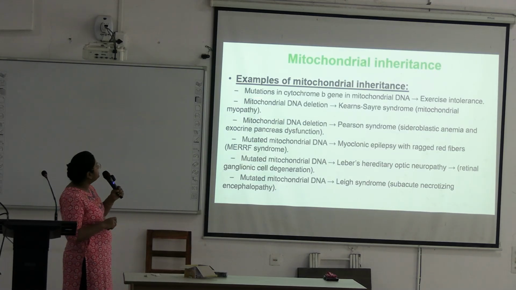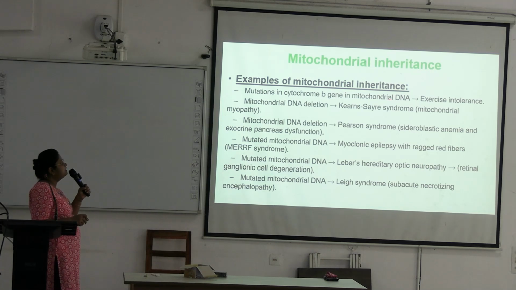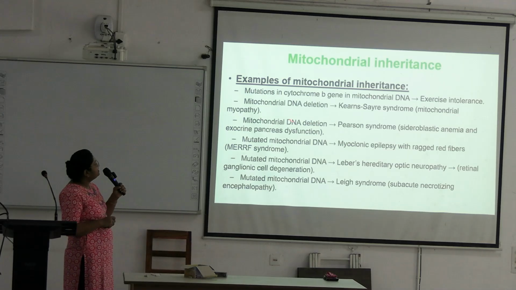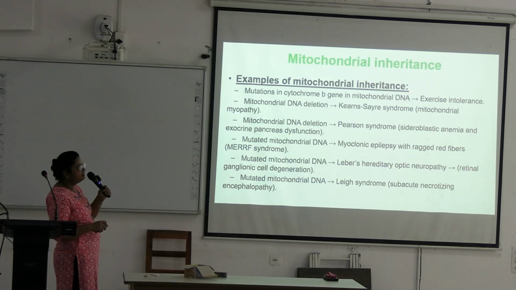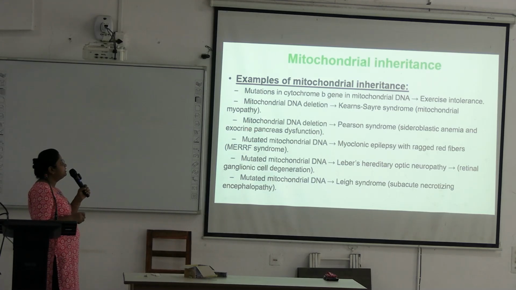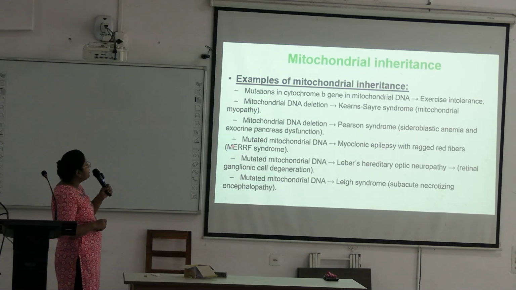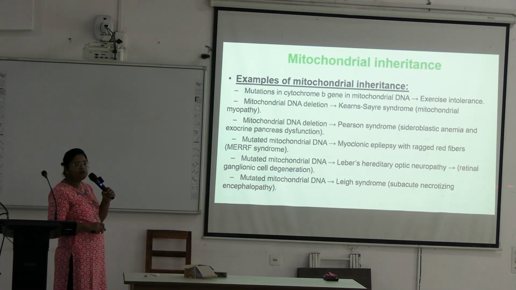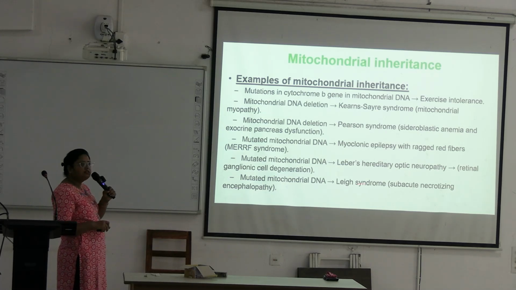Examples of mitochondrial inheritance: mutation in cytochrome B gene in mitochondrial DNA will lead to exercise intolerance. Mitochondrial DNA deletion leads to Kearns-Sayre syndrome. Okay, mitochondrial myopathy. Mitochondrial DNA deletion will lead to Pearson syndrome. Mutated mitochondrial DNA will lead to MERRF syndrome, myoclonic epilepsy with ragged red fibers. Mutated mitochondrial DNA: Leber's hereditary optic neuropathy. This is retinal ganglionic cell degeneration. And mutated mitochondrial DNA: Leigh syndrome, subacute necrotizing encephalopathy.